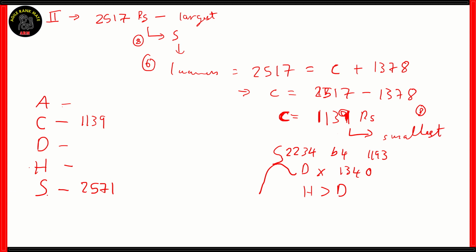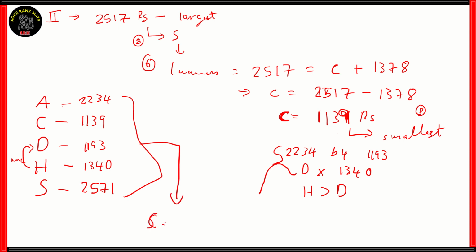However, there's another scenario which can also work. In this other scenario, we will ascribe 2,234 to Archana, and Dhanuka can get 1,193. So Helen would spend 1,340, the number that we cannot ascribe to Dhanuka. And as you can see in this particular scenario, Helen does spend more than Dhanuka, and all the other conditions are met. So Helen spends more than Dhanuka, 2,234 comes before 1,193, and Dhanuka does not have 1,340. Archana does not have 2,571. So therefore, this particular scenario turns out to be the correct scenario.